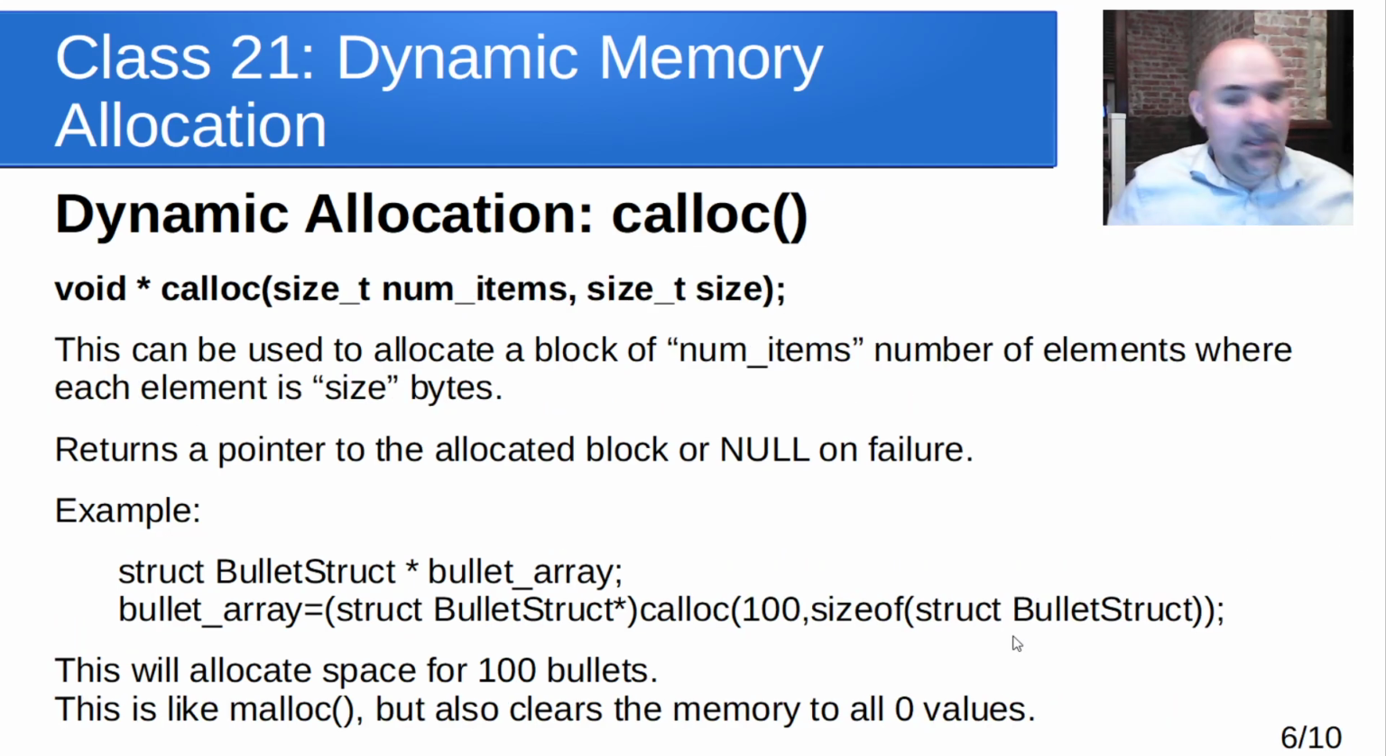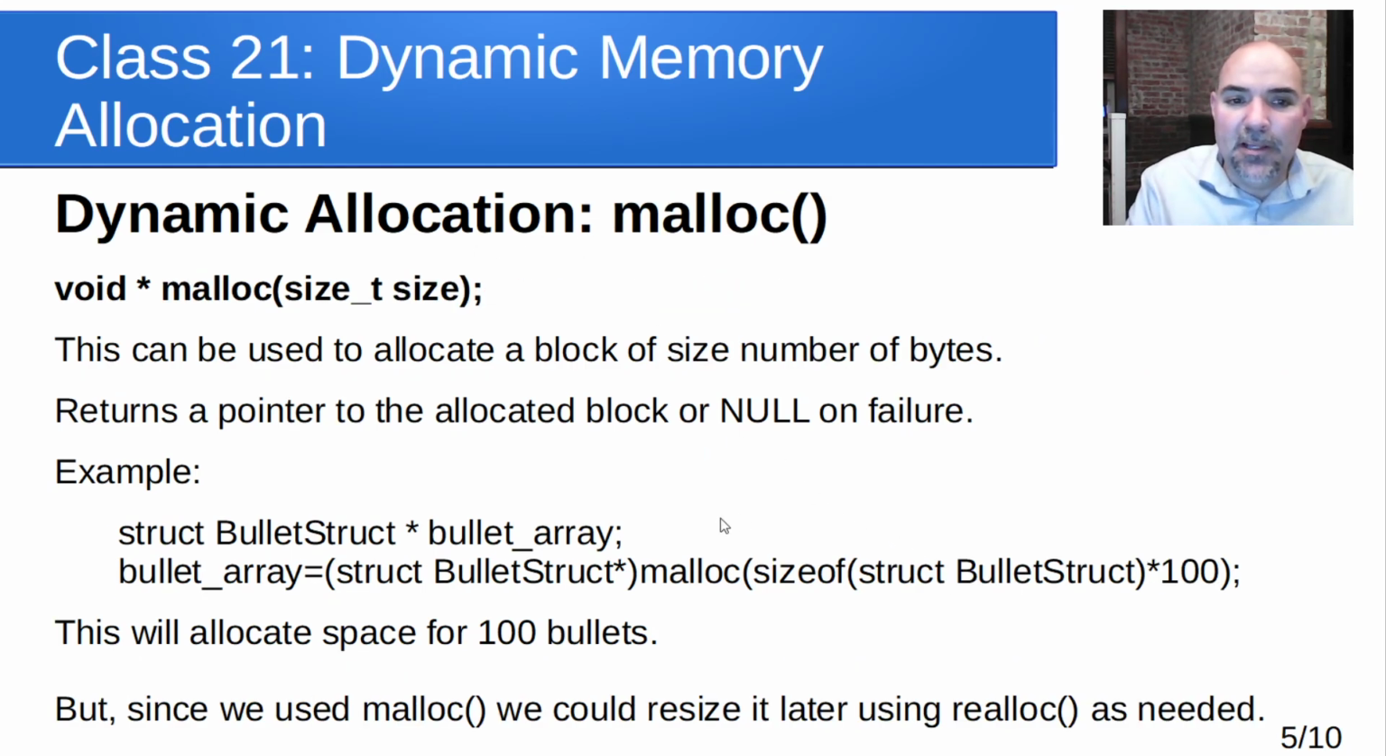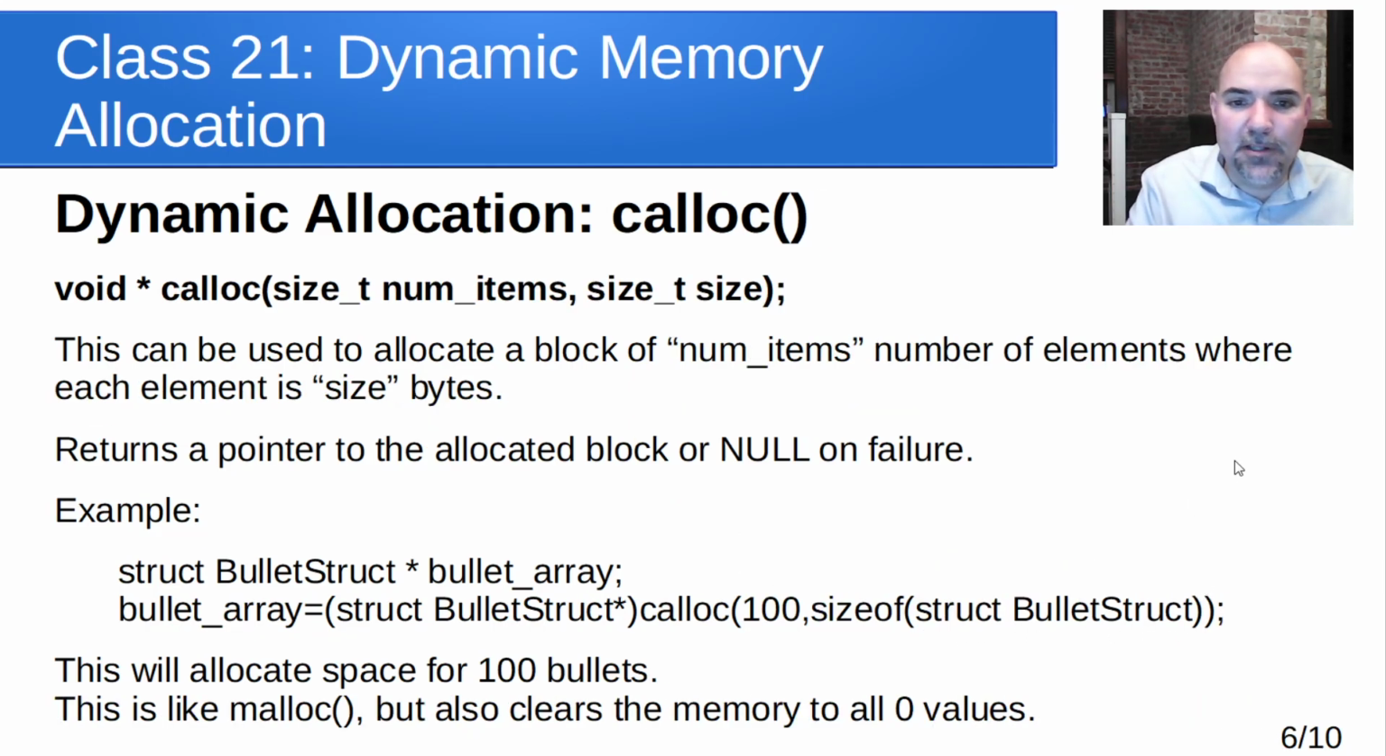And then here with calloc, it does the same thing, but notice that the parameters are different. We pass in a number of items and then the size of each item. So it does that math that we did over here, multiplying the size of it times 100. It does that for us. And it also, remember, clears the memory out, but it works the same way. So here it is with calloc. We're saying I want 100 items, each one is the size of struct bullet_struct. And then we just cast that to use it.